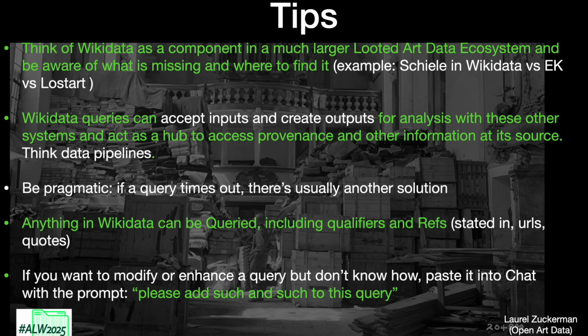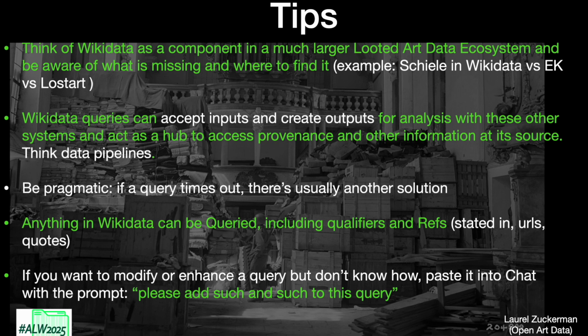So what are some of the tips I can give you when using Wikidata queries to track looted art? One is to think of Wikidata as a component in a much larger looted art data ecosystem, and to be very aware of what's missing from Wikidata and where to find it. Wikidata queries can accept inputs from elsewhere and create outputs for analysis in other systems, and it can act as a hub to access provenance and other information at its source. Think data pipelines. Be pragmatic.